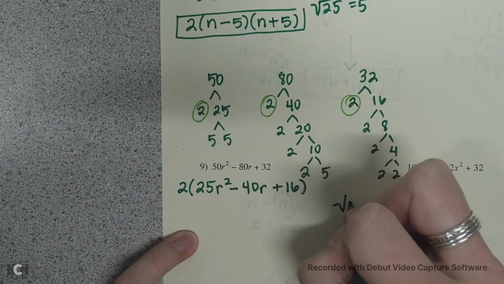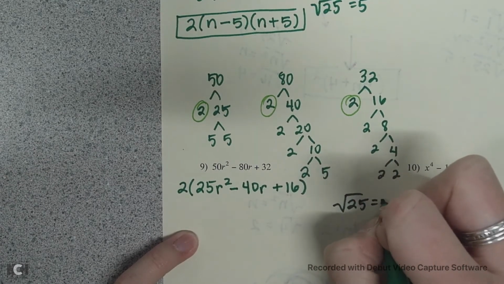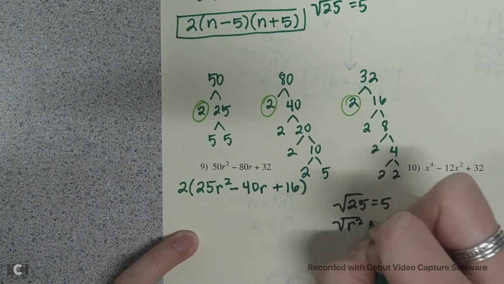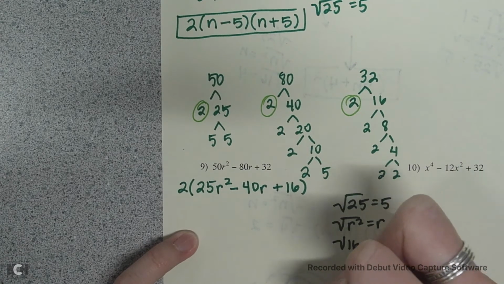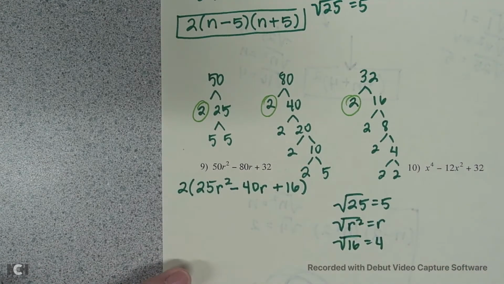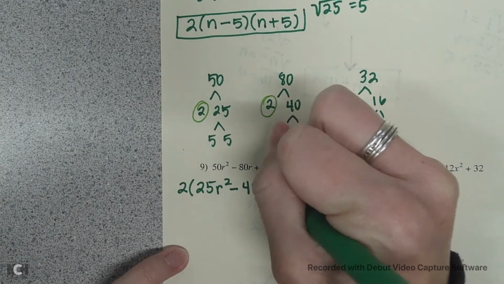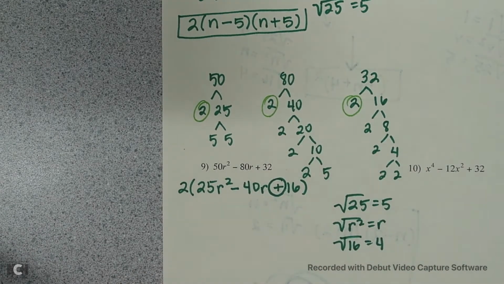Okay, so the square root of 25 is 5. The square root of r squared is r. And the square root of 16 is 4. So if my third term is positive, then I can use my trick.